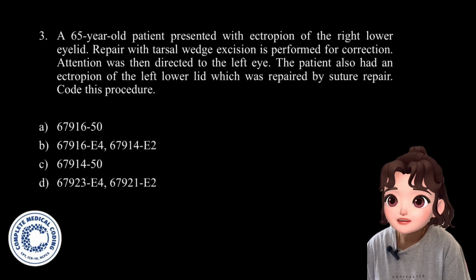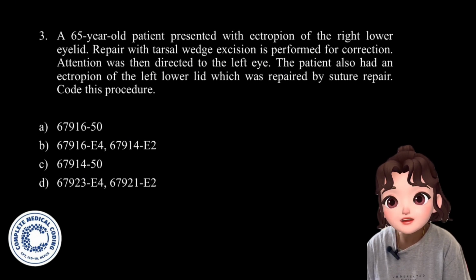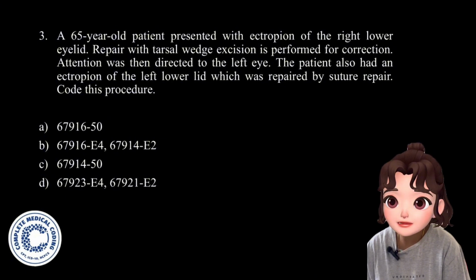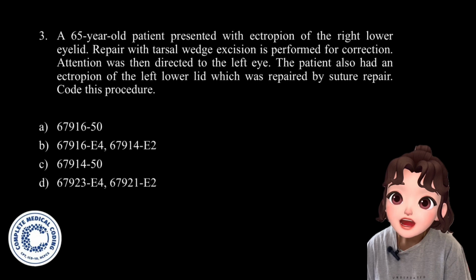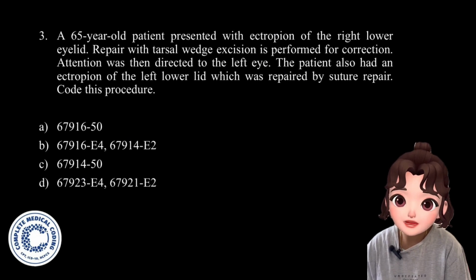Why E2 for 67914? Because the suture is carried out on the left lower lid. And the CPT code 67916 with modifier E4. E4 represents the right lower eyelid, because ectropion of the right lower eyelid is carried out with tarsal wedge excision. So both are different eyelids. It's not the same. So you have to mark it with modifier E4 for the first procedure and then E2 for the second procedure, the suture procedure.